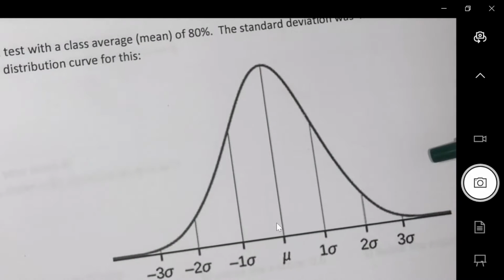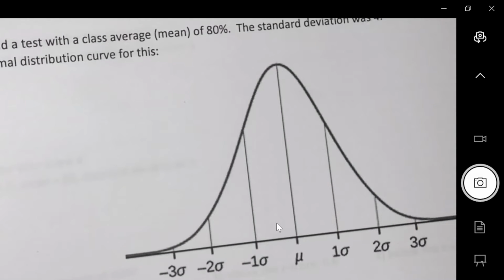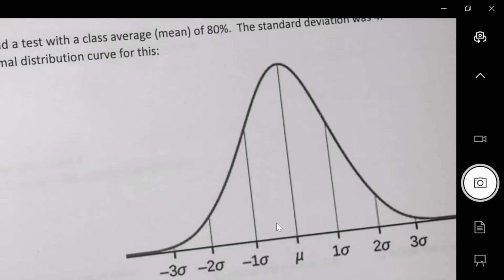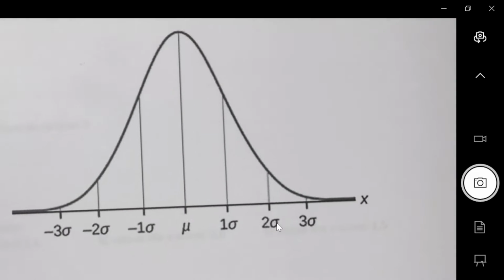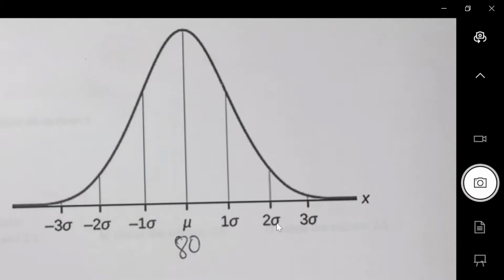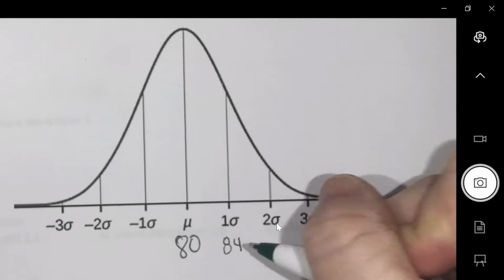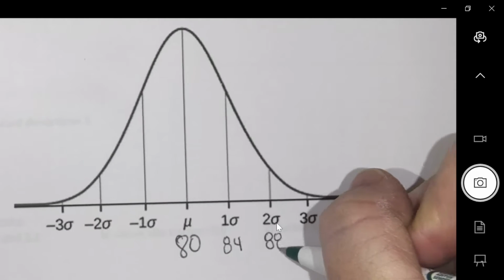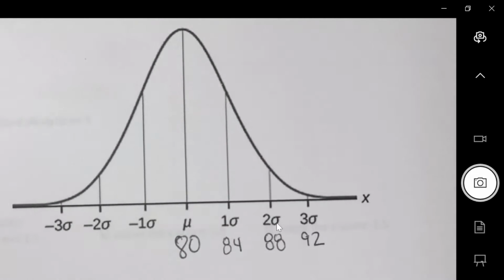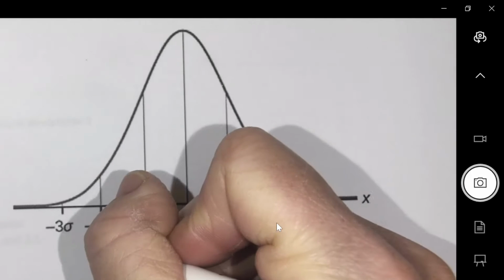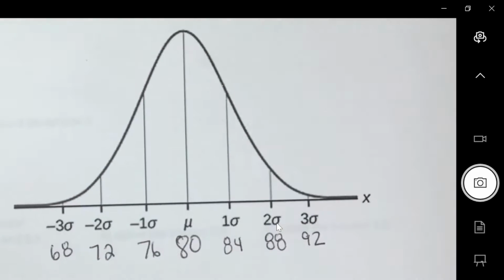Okay, the normal distribution curve. Your class average was 80, so I'm going to put that right in the center with my mean. The standard deviation is 4. So if you're one higher, you scored 84, 88, 92. If you're one lower, that's a 76, a 72, and a 68.